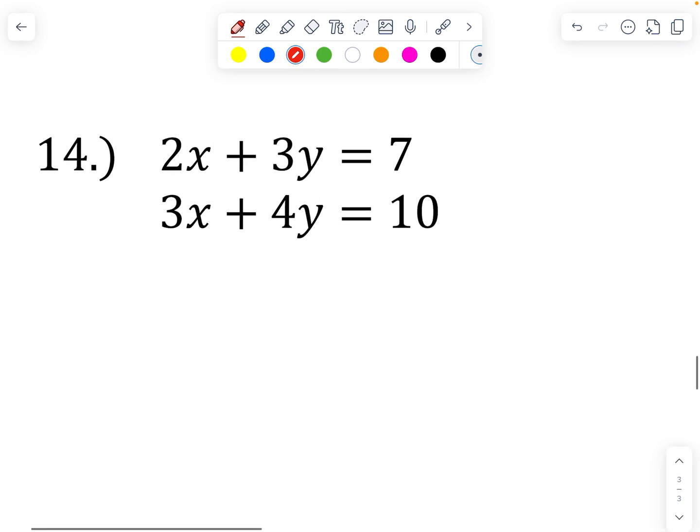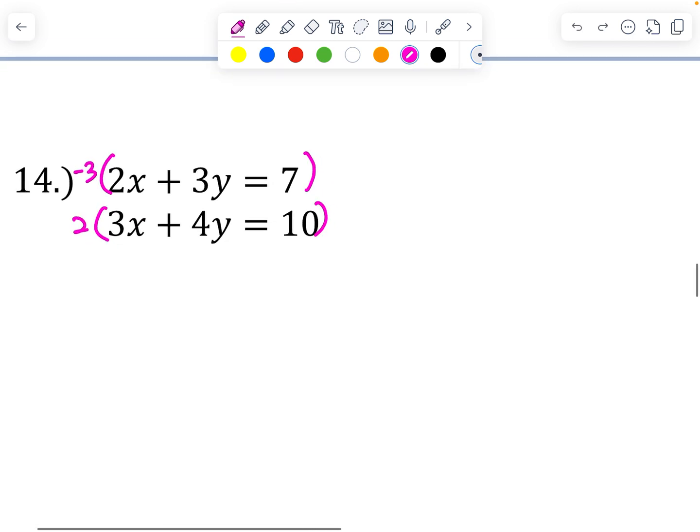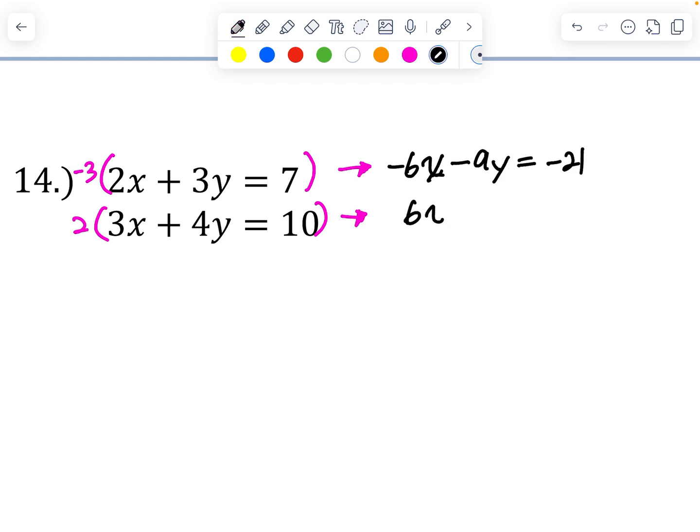Okay, let's see. Nothing I can cross out right now. So I am just going to try to get rid of x. Maybe multiply this by negative 3 and multiply this by positive 2. So this way, I'll end up with negative 6x there and positive 6x there, which are opposites, okay? So rewrite this. I end up with negative 6x minus 9y equals negative 21, okay? And then if I rewrite this, I get positive 6x plus 8y equals 20.